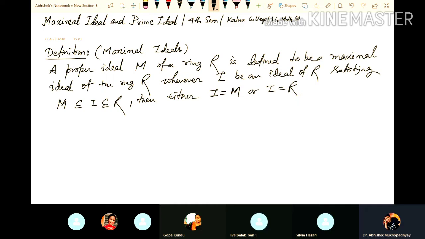So there are two possibilities. That is, a proper ideal M is defined to be a maximal ideal of a ring R whenever, if you can construct an ideal I satisfying M subset of I subset of R, then either I will be M or I will coincide with the whole ring R. So that means in between M and the ring R, there are no other proper ideals.